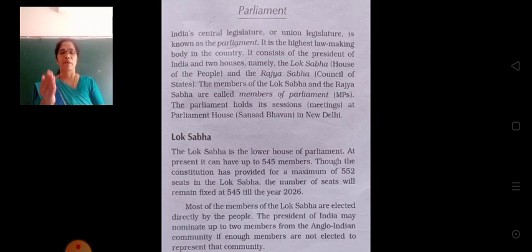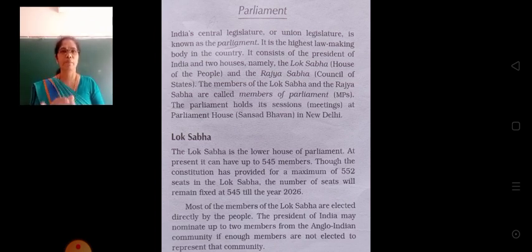The parliament consists of the President of India and the two houses. Which are the two houses? The Lok Sabha and the Rajya Sabha. Lok Sabha means the house of the people, and the Rajya Sabha is the council of states. These are the two houses in the parliament.